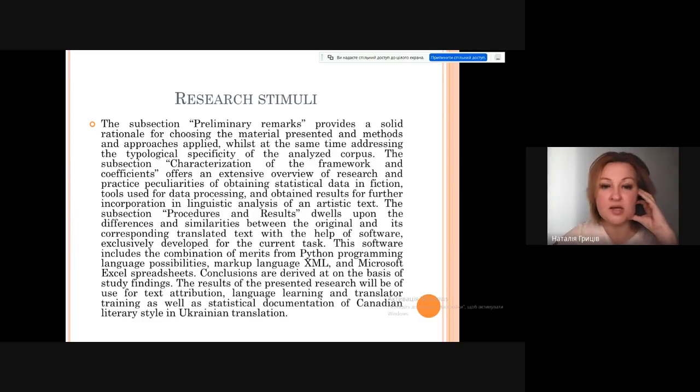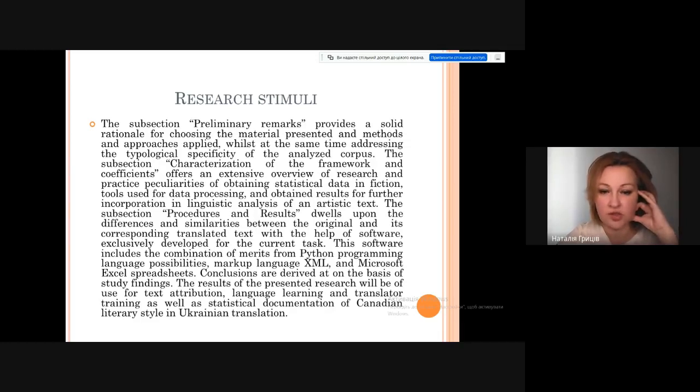Thus, the subsection preliminary remarks in our full-fledged paper provides a solid rationale for choosing the material presented and the methods and approaches applied, whilst at the same time addressing the typological specificity of the analyzed corpus. The subsection on characterization of the framework and coefficients offers an extensive overview of research and practice, peculiarities of obtaining statistical data in fiction, tools used for data processing, and obtained results for further incorporation in linguistic analysis of an artistic text.